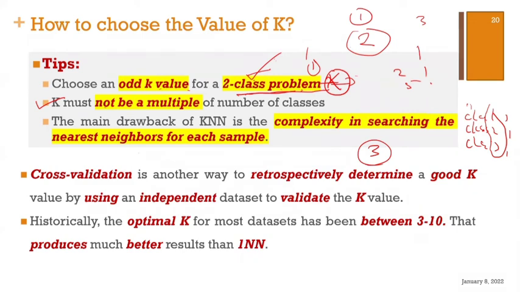Hope we get that. We said the main drawback of k-nearest neighbor is the complexity of searching for the nearest neighbors for each sample. This is the main problem with k-nearest neighbor. Of course, it is lazy. It doesn't do any training to generate a kind of universal model to be used.